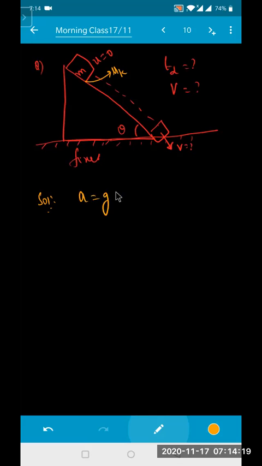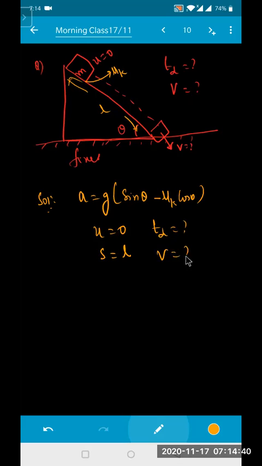a is equal to g into sine theta minus mu k into cos theta. Initial velocity is 0 now. So distance traveled is, this is the length. This is the length of the inclined plane. So what is the distance it is traveling? L. So he's asking the time of descent is how much? Time of descent is how much? And with what velocity it is touching the ground.